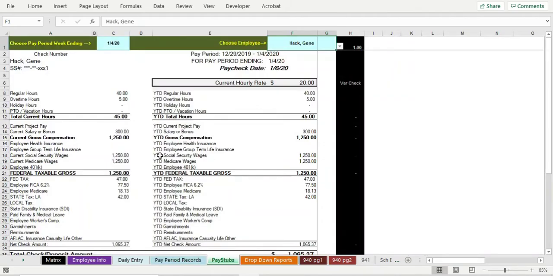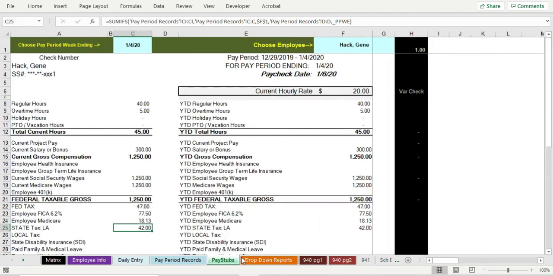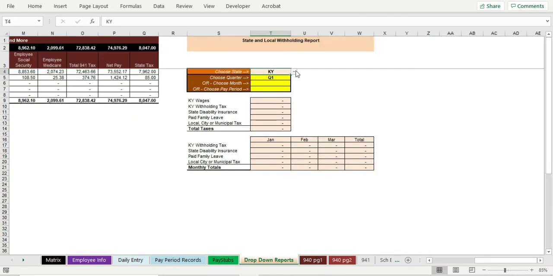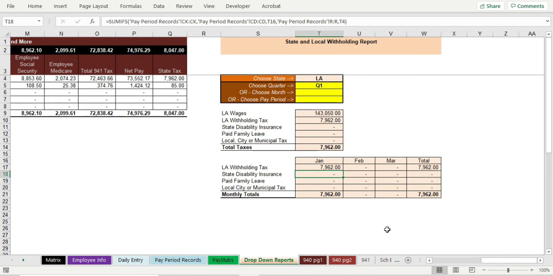And when you're all done, you have a pay stub. You get a pay stub like this. It's going to show you how much Louisiana tax you have withheld. And then you get your state reports. Choose Louisiana, and you're going to see tax withheld and reports for Louisiana.